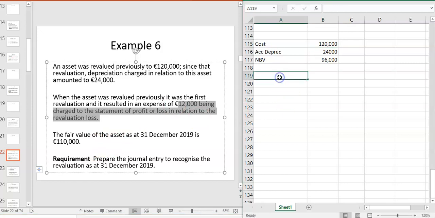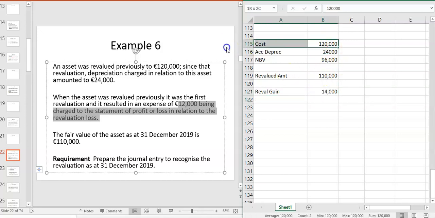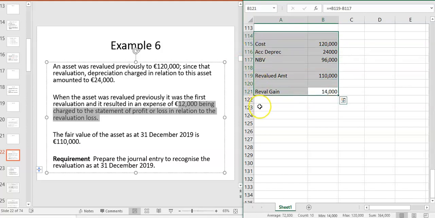Now you're told its fair value again. The revalued amount, in this case, is 110. So that's going to be a reval gain. And the reval gain here is to the tune of 14,000. Previous revaluation brought to 120, that gives a 12,000 loss. This one is giving you a 14,000 gain.